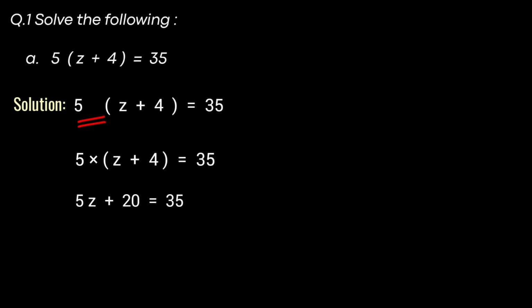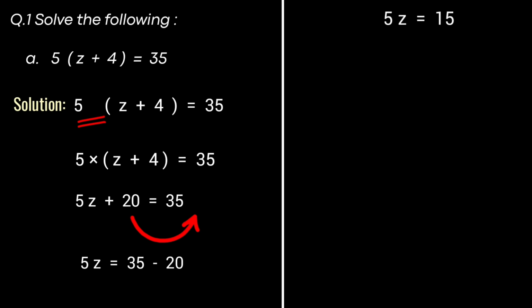Now take the plus 20 to RHS, which will change the sign of plus 20 and it will become 5z equals 35 minus 20. We get 5z equals 15. Now take 5 from LHS to RHS. Since 5 is in multiplication in LHS, it will become division in RHS. And we get the answer z equals 3.